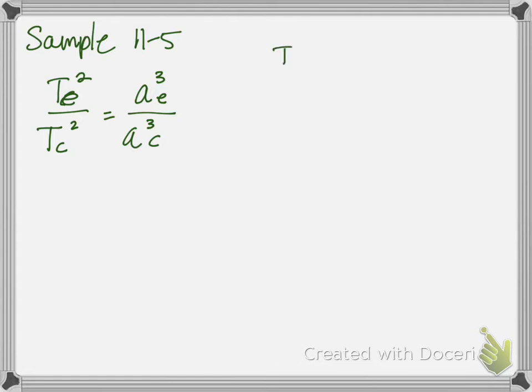So some data. Earth's period is 1 year, and we can use that. That's just the unit of time that we'll use for this problem. Now, the average distance of Earth from the sun, by definition, is 1 astronomical unit. And since the orbits are so nearly circular, we can think of the semi-major axis as just the average distance from the sun. So we can use that data from Earth.